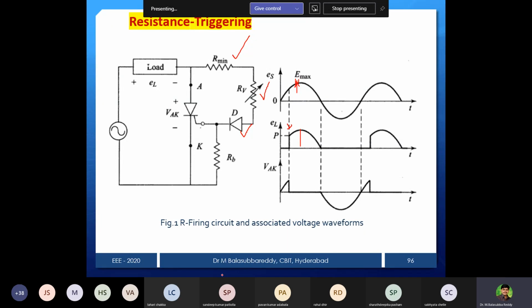What are the drawbacks? The control range is only 0 to 90 degrees. And another one, we get the output voltage only during the positive half cycle, which we can overcome with later methods. And another drawback is that power dissipation takes place because we are controlling through RV. So these are some of the drawbacks.